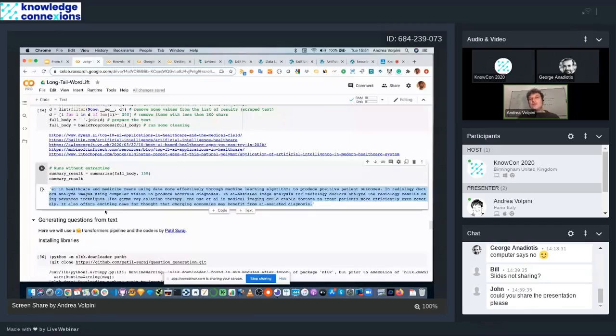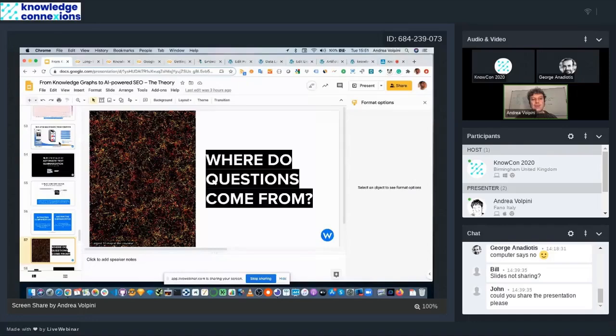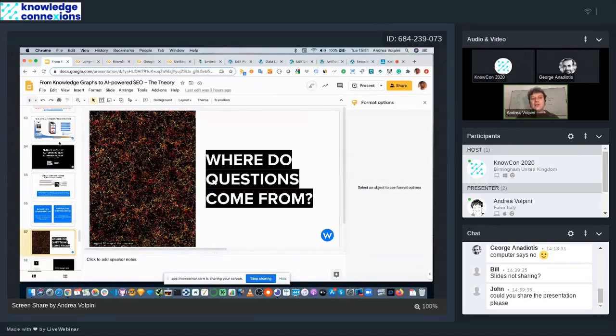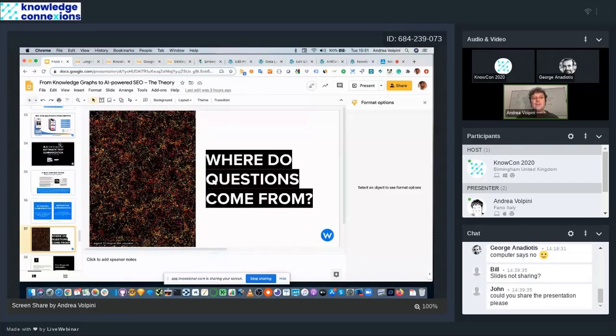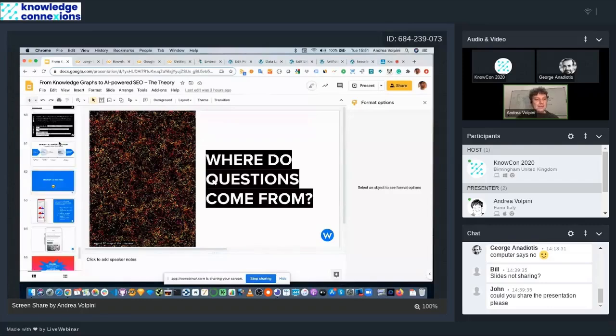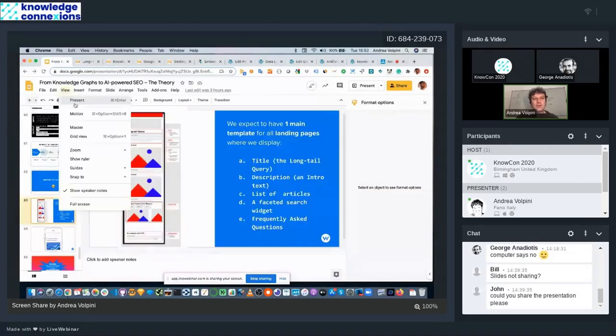So this is an intro text, but we want to create a page that also has some questions and answers. Okay, so we want to create a page that contains an intro text for the topic that we're targeting, contains a selection of articles, but also contains a Q&A. Okay, and so that's a little bit of the structure of the page that we are planning to build.